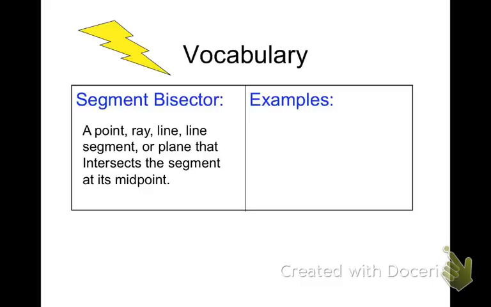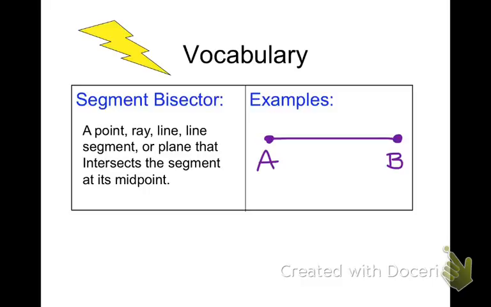So, some examples. Let's go ahead and make a line segment. Let's call it line segment AB. Really quickly, why would we never be able to find the midpoint of a line? Yeah, it doesn't have endpoints, so there really is technically no middle, right? Because it goes on and on forever. So we can only bisect a line segment, hence why it's called a segment bisector. You can only bisect a segment.